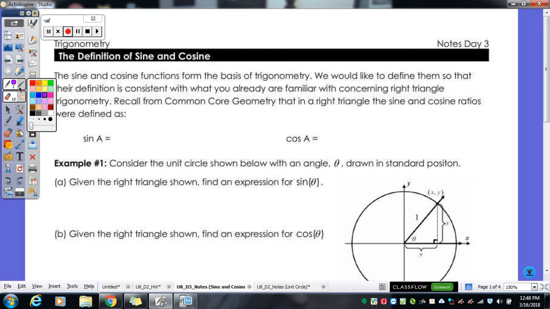So we're going to start talking about sine and cosine. Now, sine and cosine really is our basis for trig. Everything connects back to sine and cosine. So anything you're going to be doing with trigonometry always connects back to your sine and your cosine. So who remembers sine is what over what?